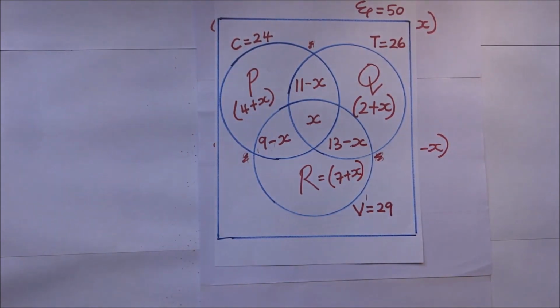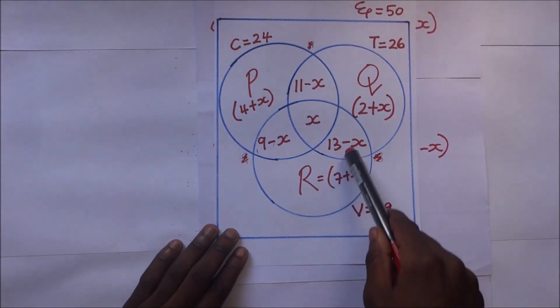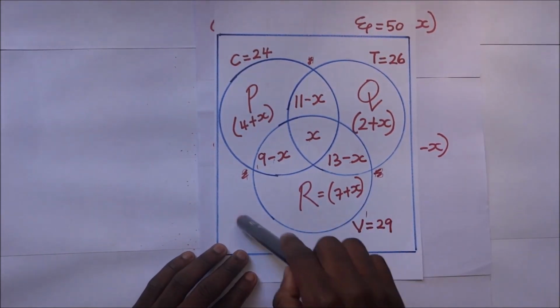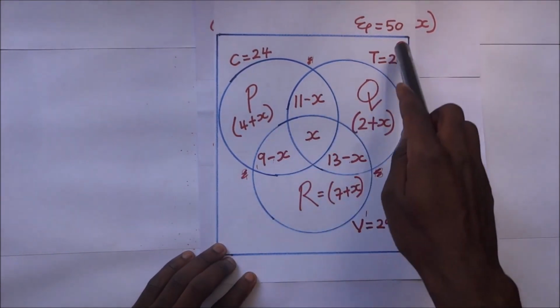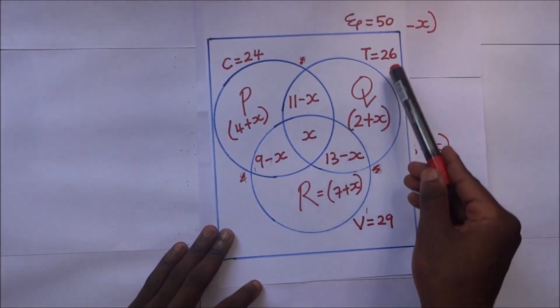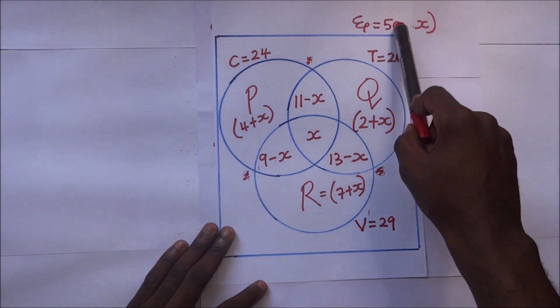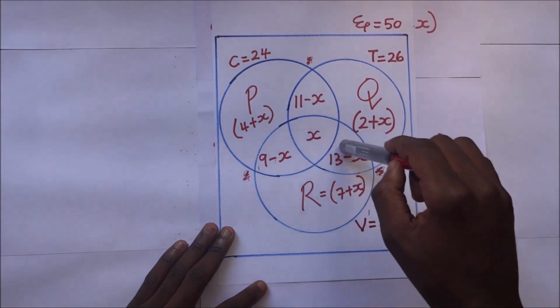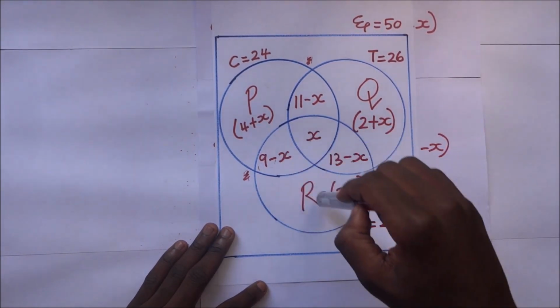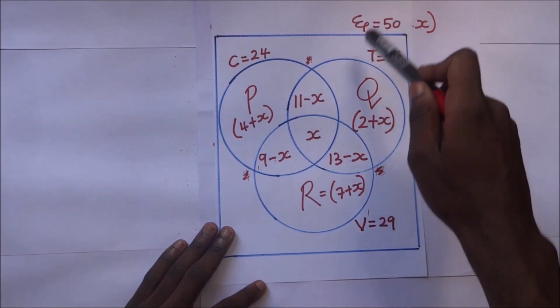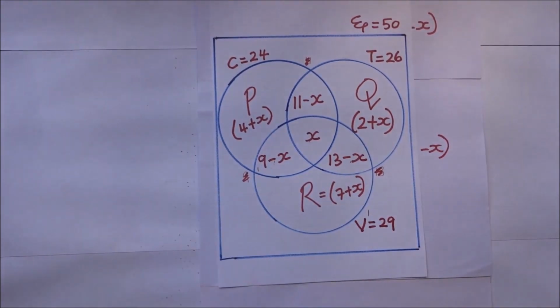So we have formulated our Venn diagram. It has all these gaps filled. According to our question, there is nothing outside here. All these students play at least one of the games. So we need to compute and get the value of x. We are going to add all these regions, this plus that plus this plus that plus this plus that plus that, equal to 50, and then from there we shall get a value of x.